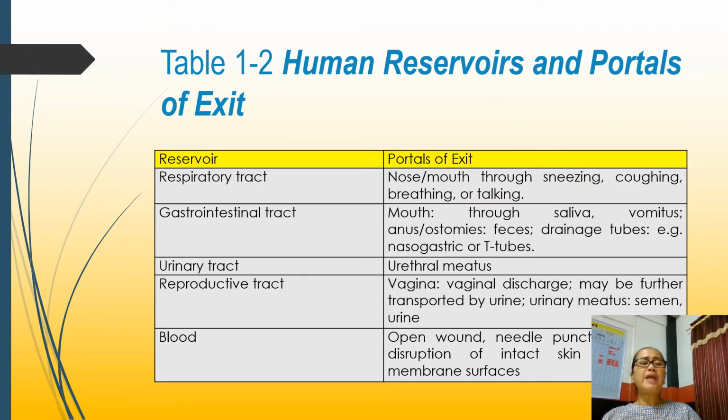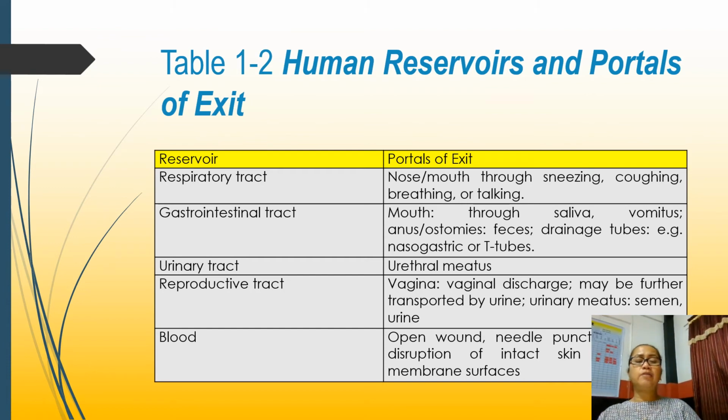Okay, then table 2, we have your human reservoir and portals of exit. So reservoir, portal of exit here, respiratory tract. Remember, portal of exit is similar to your portal of entry. Whatever the entry is, that is also the exit. So your respiratory tract, the portal of exit, we have there your nose and mouth through sneezing, coughing, breathing, or talking. While your gastrointestinal tract, you have the mouth through saliva. Vomitus is your suka. And then we have the anus.